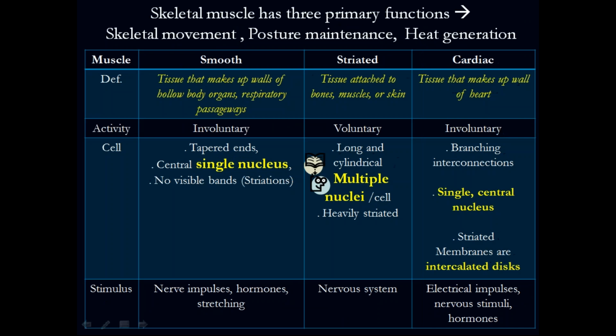Okay, let's talk about the muscular system. You need to know the difference between smooth, striated, and cardiac muscle. Don't get confused anymore. How many tissues do we have in the body? We have 4: muscle, nerves, epithelium, and connective tissue. How many types of muscle do we have? We have three types: smooth, striated, and cardiac. Smooth or involuntary.